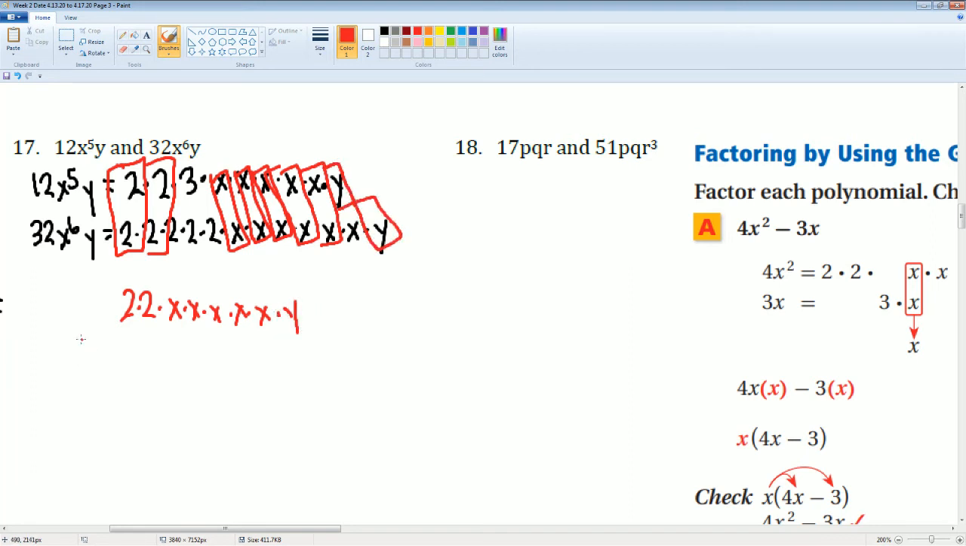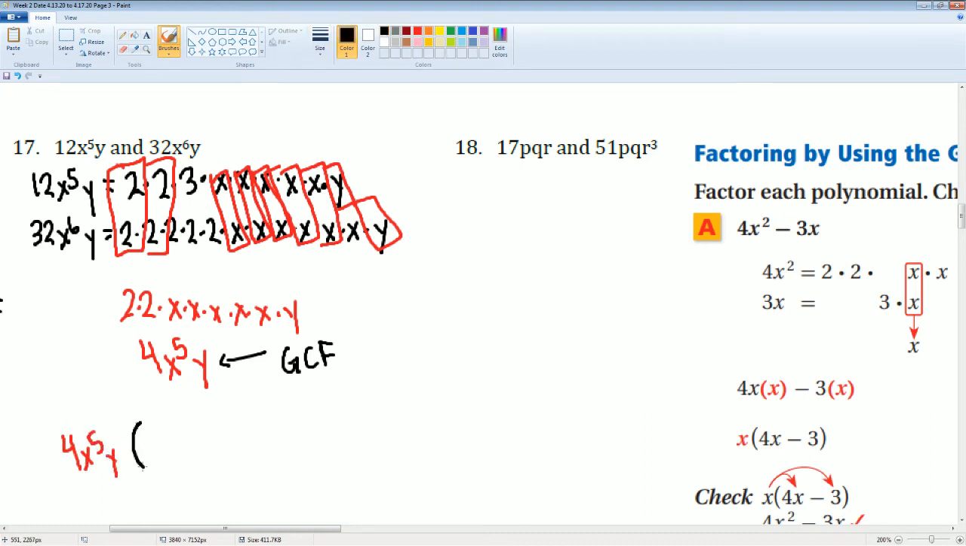Okay. So what's 2 times 2? That's 4. X, x, x, x, x. There's 5x, so x to the 5th power, 1y. And we would call this the GCF. Okay. If you want to factor it, the 4x^5y is in front.